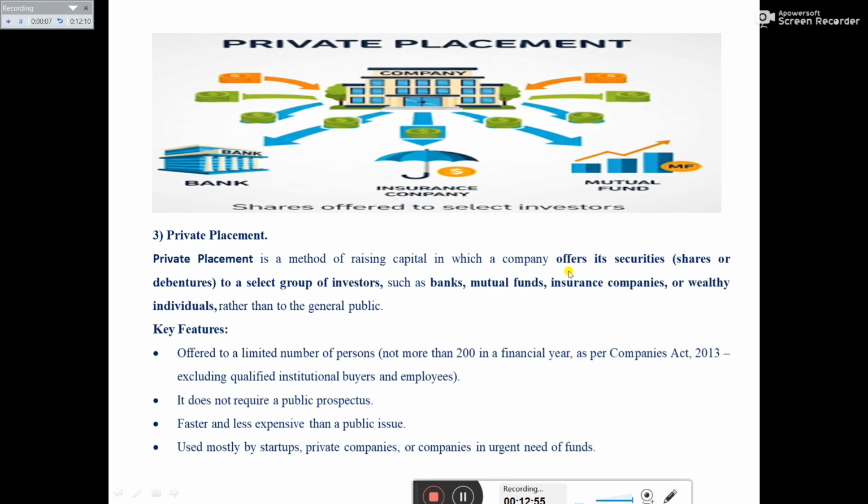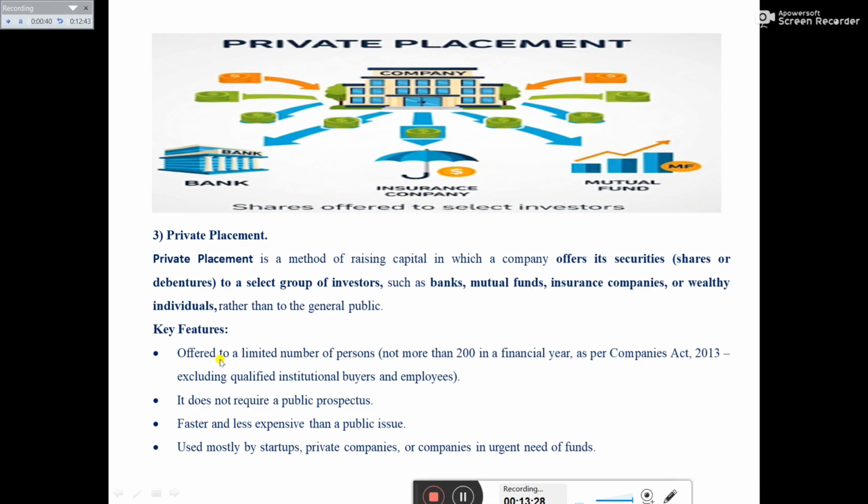It is a method of raising capital in which a company offers its securities, that is shares and debentures, to a selected group of investors. See here, the company is offering this share to selected persons only, that is banks, insurance companies, mutual funds and wealthy investors, rather than the general public. What does that mean? It is not going to provide the share to the public, but only giving the share to selected people, ಗಳಿಗೆ ಮಾತ್ರ ಕೊಡ್ತಾ ಇದೆ.